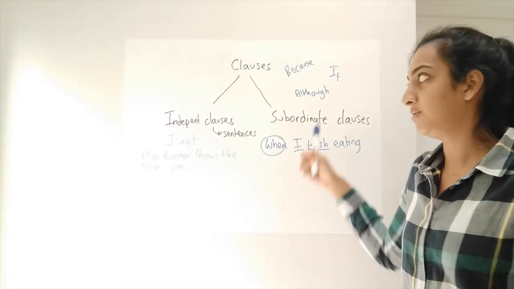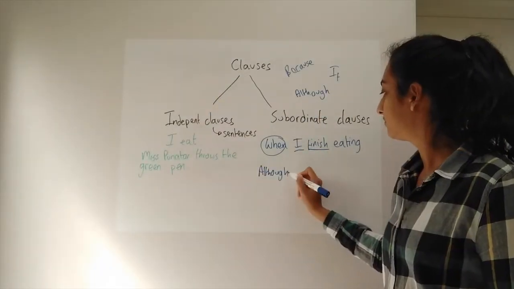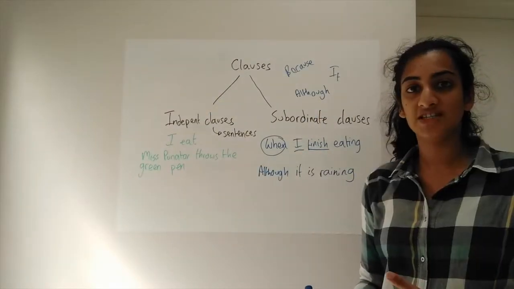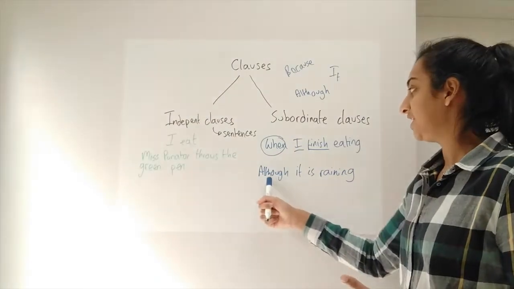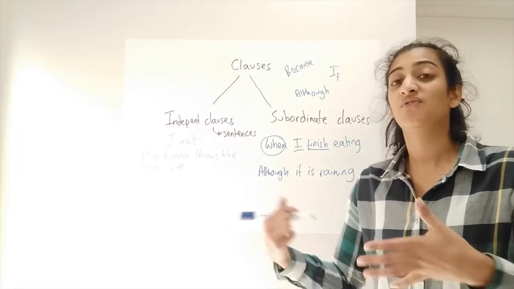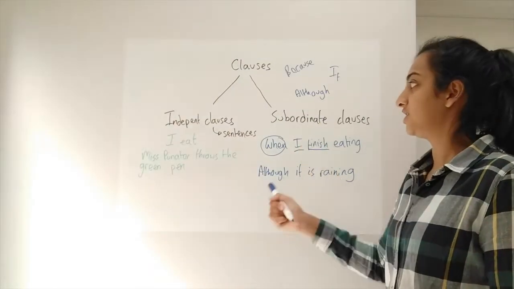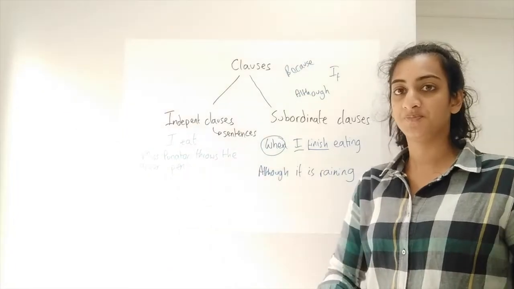Let's look at one more example using one of these conjunctions. Let's use although. Although it is raining. You cannot just say this clause on its own, although it is raining. You need to finish that, you need to add more information. Therefore, it's a subordinate clause and not an independent clause.